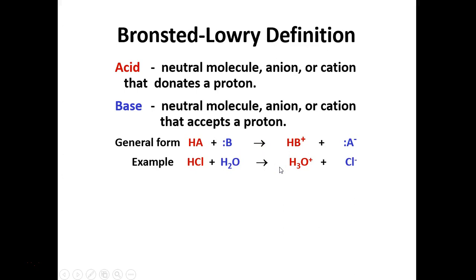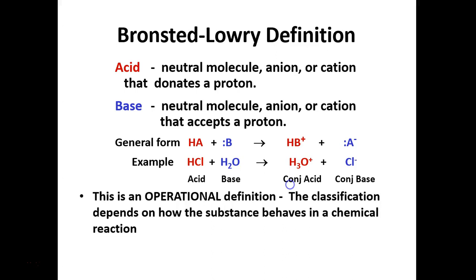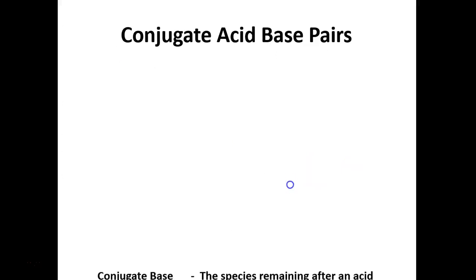So an actual example of this would be hydrochloric acid reacting with water. HCl is acting as a Bronsted-Lowry acid, donating a proton to H2O, which acts as a base to become H3O+. Now we call these pairs conjugate acid and base pairs. All right, now this is an operational definition. So the classification in Bronsted-Lowry as an acid or a base will depend on how the substance behaves in a chemical reaction. And a Bronsted-Lowry base does not necessarily contain or produce hydroxide ions, like we can see in the case of chloride.